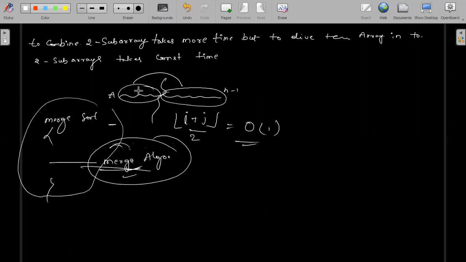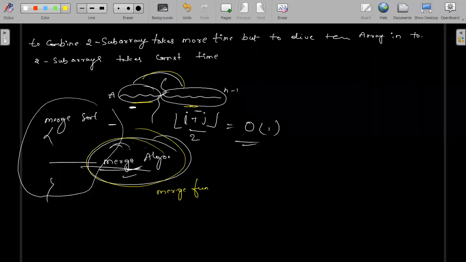That is exactly the technique I am introducing here. If I have two subarrays like this, one subarray here, another subarray here, when you want to combine these two sorted subarrays, it takes a lot of time. That is what we call the merge function. Till now, I am talking about only the merge function. I haven't discussed anything about merge sort first of all. Please understand this. Only the merge algorithm right now.